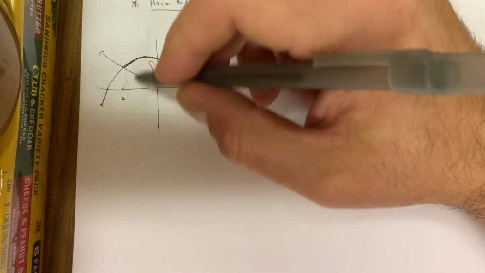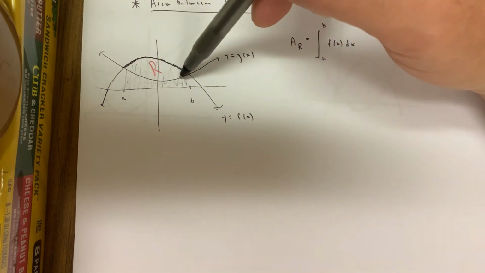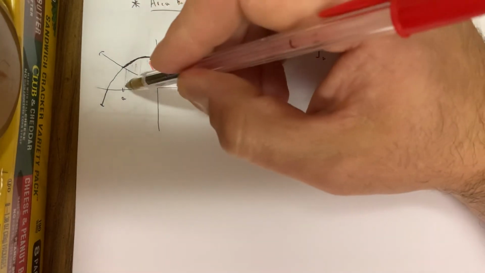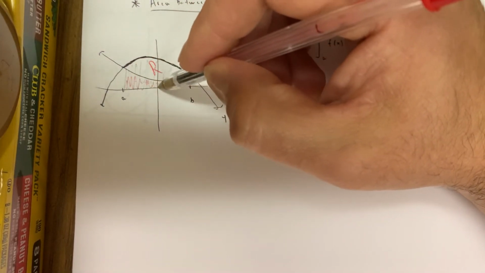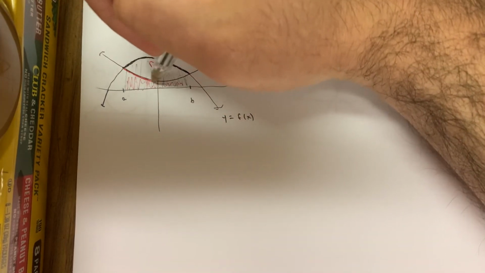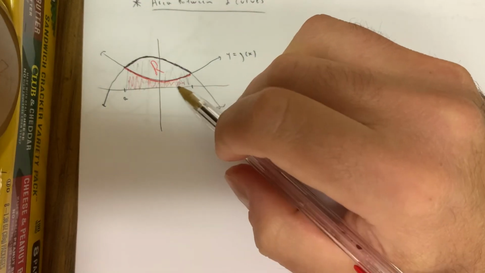And remember, that's too much, okay? I'm actually picking up this extra area that I don't want. I just want the area of region R. So I need to subtract this area right here, this red area, if you will. And that area happens to be the area between g of x and the x-axis. Do you guys see that right here? Okay, so if you actually integrate g of x from a to b, you'll get this area right here.